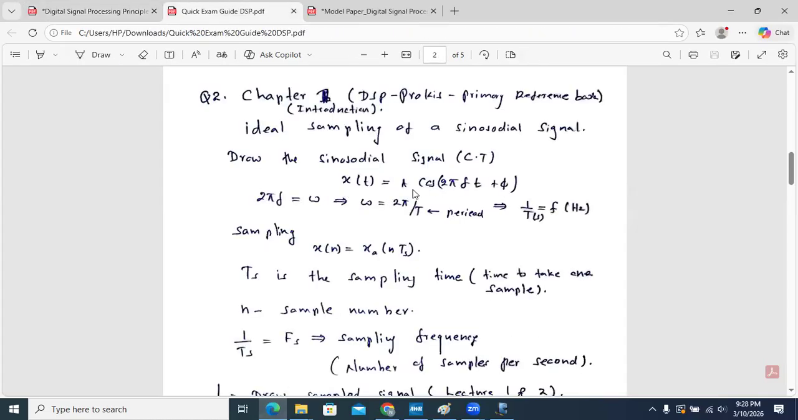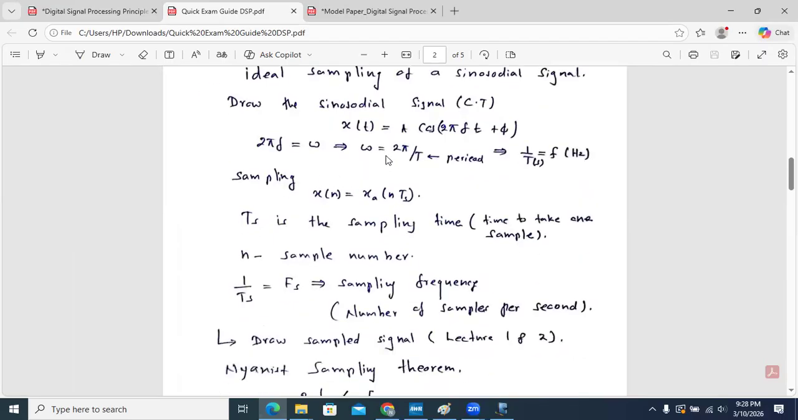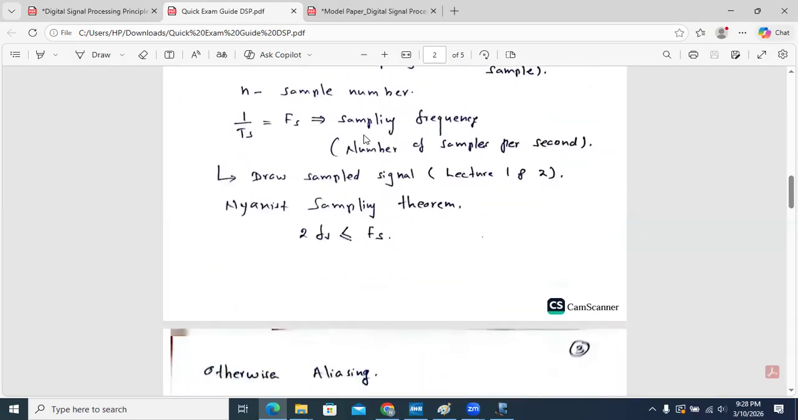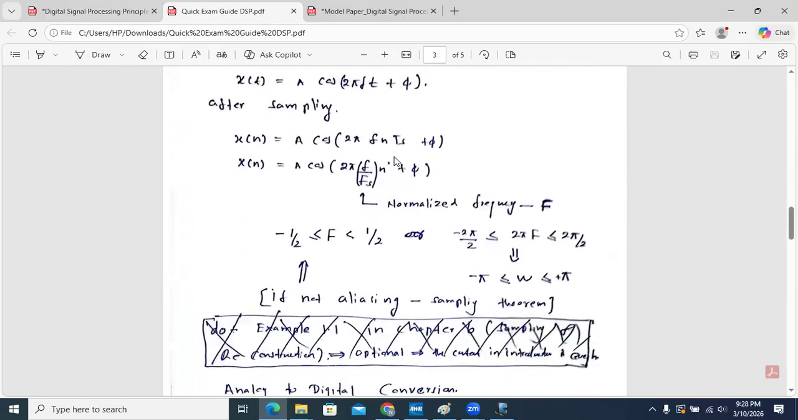Once you sample, if you have the continuous time signal, that is referred to as x(t), where the independent variable is time t. You need to sample it and convert it to the discrete time signal, that means x[n]. This x(t) signal should be sampled, and then, instead of t, you have to apply n here.